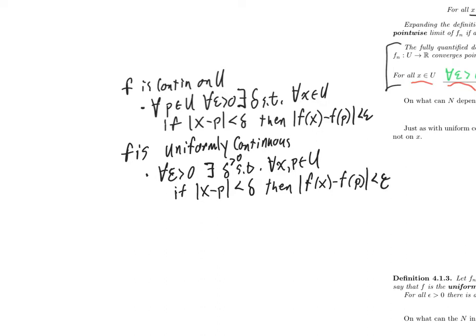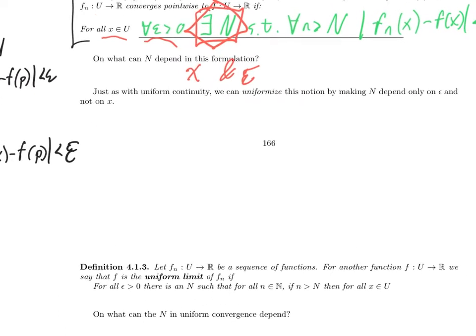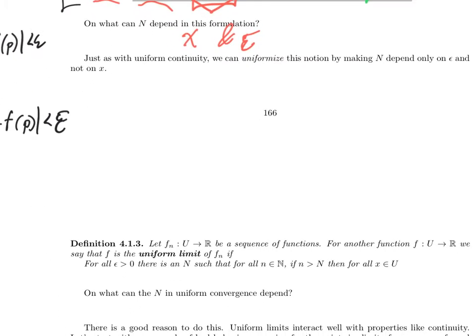So the difference between the two is this delta can depend on the place where you're checking for continuity. This delta cannot. Similarly, this big N can depend on where you're checking for convergence. That big N can depend on the choice of input x. Well, let's write a new definition, and we'll explain why it's a good idea to do. By uniformizing the N, let's rewrite this so this N depends only on epsilon, not on x.